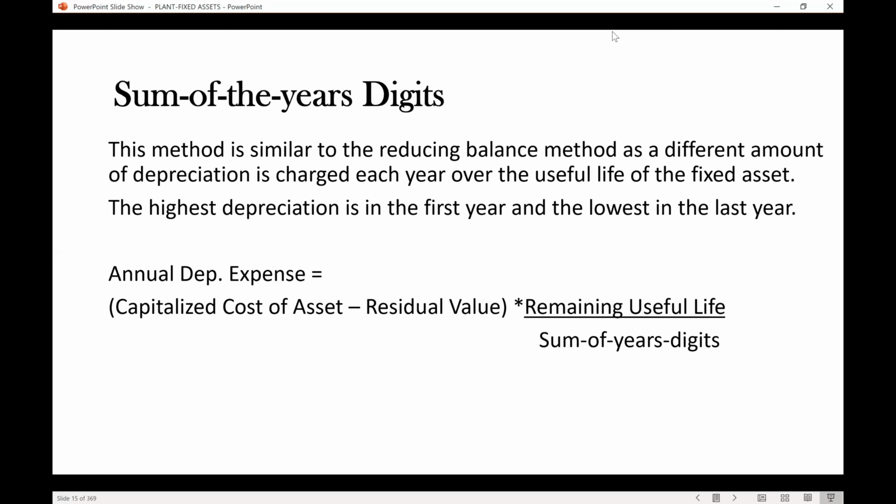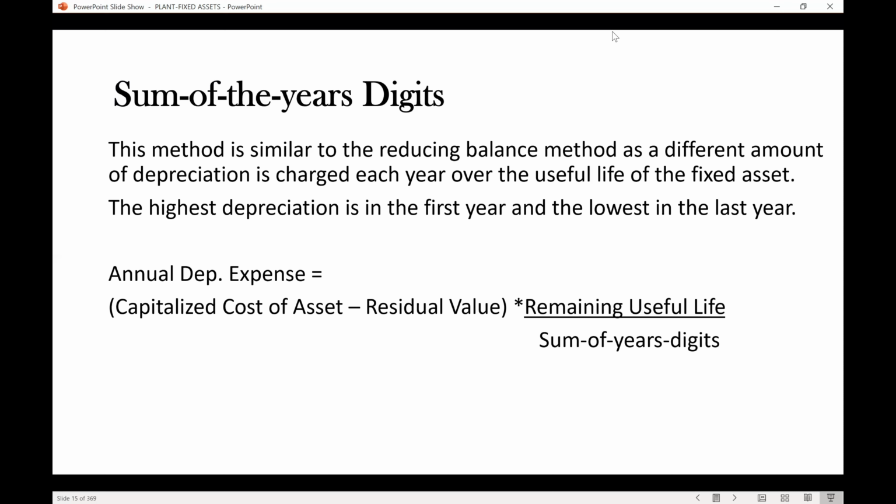So what the sum of years digit is saying is that all we're doing is summing the digits of the amount of years that you'll have this asset. So let's say we have an asset and we're saying the useful life is 3 years. The sum of years digit will be 3 years plus 2 years plus 1 year. So that's a total of 6. So the sum of years digit will be 6.